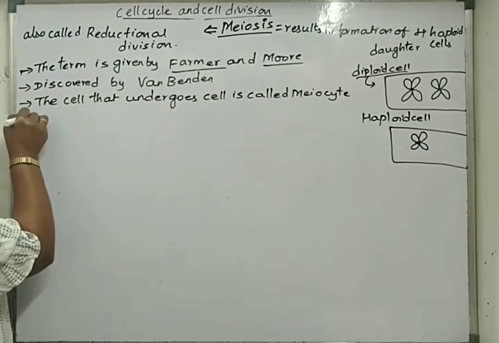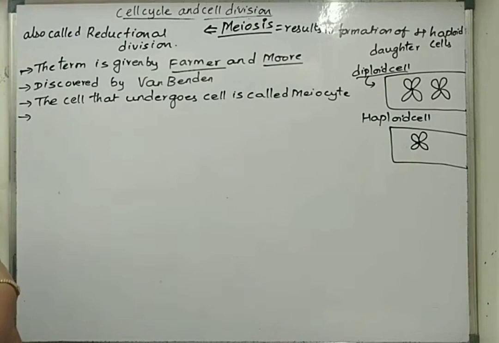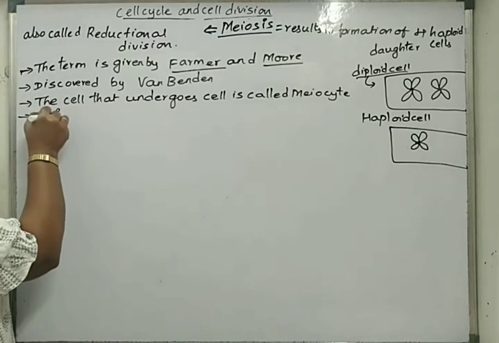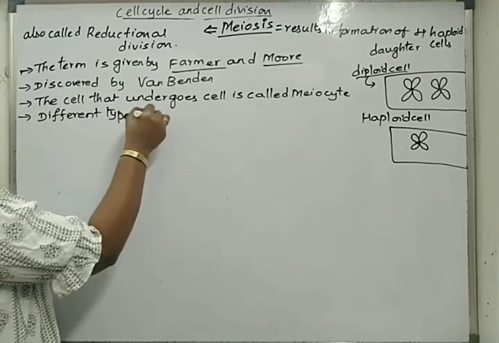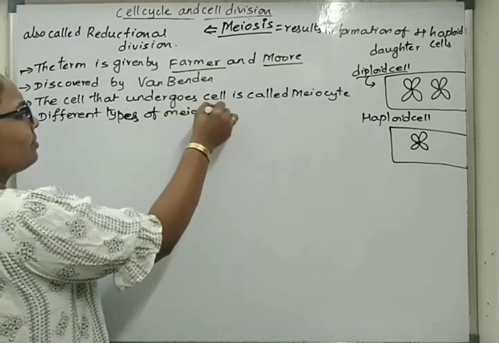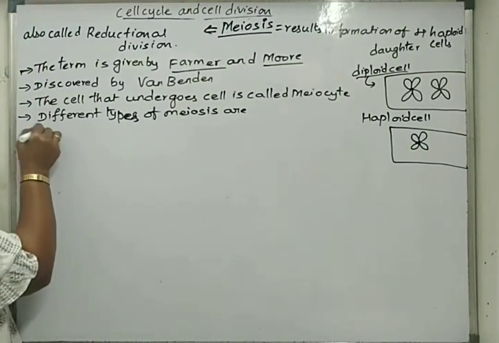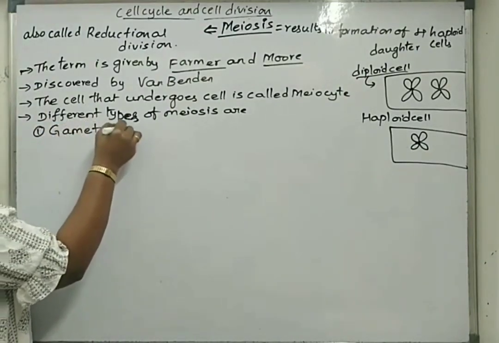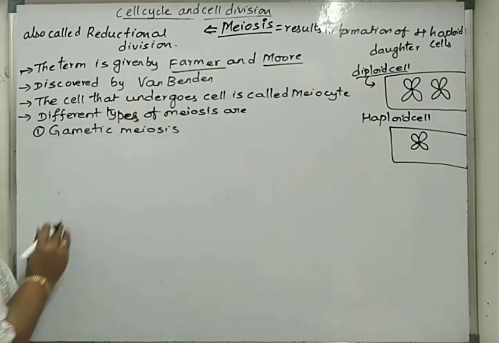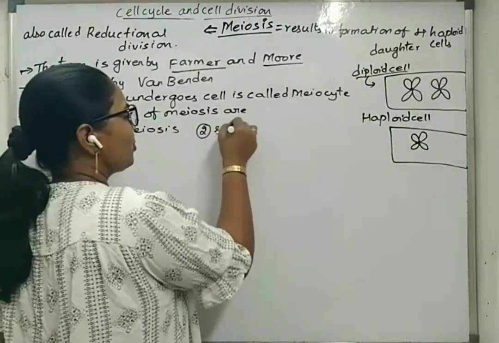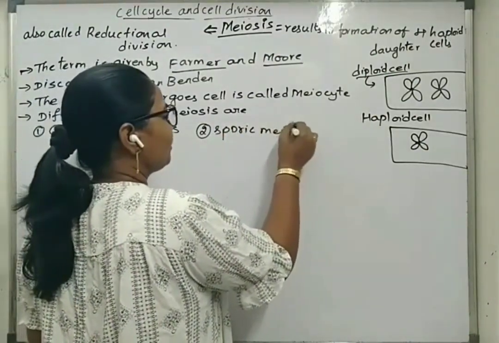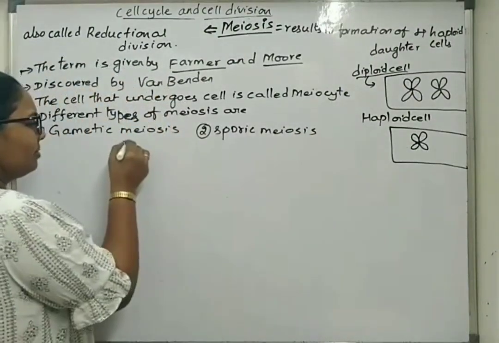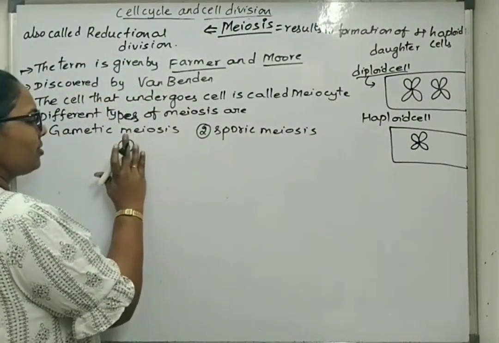There are different types of meiosis, that is gametic meiosis, zygotic meiosis and sporic meiosis. Different types of meiosis are, first one, gametic meiosis. Second one, sporic meiosis. Third one, zygotic meiosis.